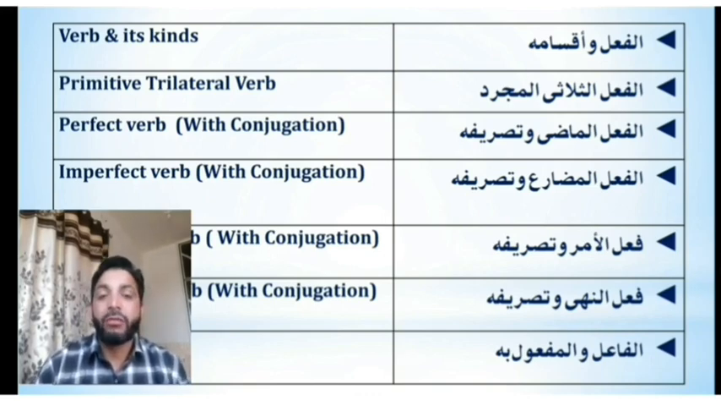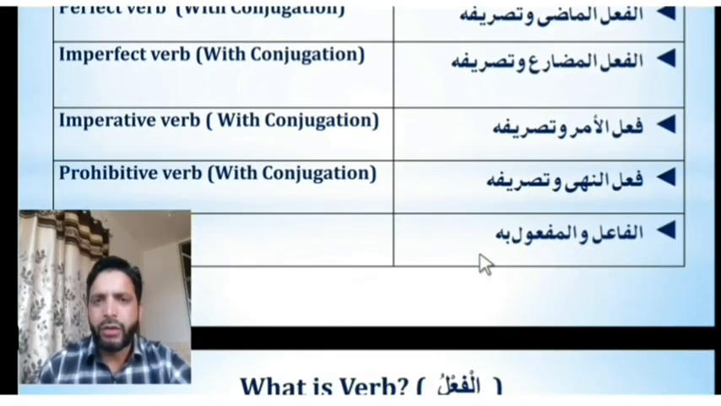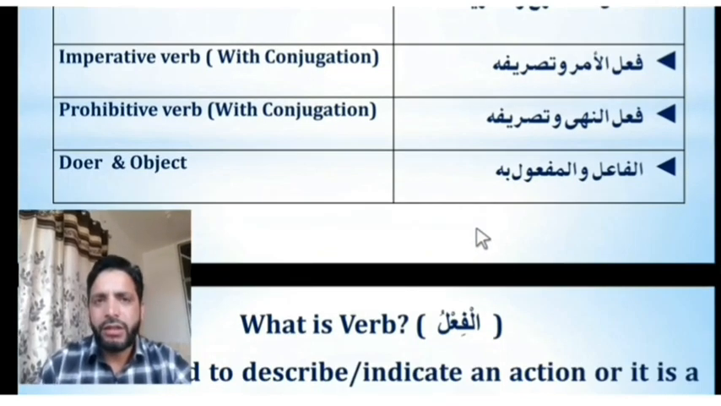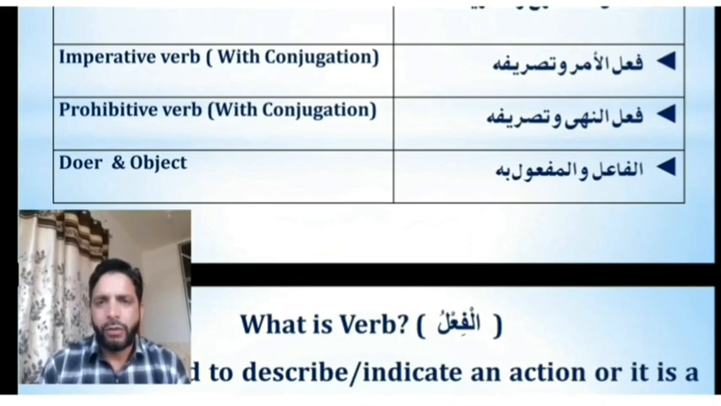Then we have الفعل المضارع وتصريفه, imperfect tense, imperfect verb along with its conjugation. Then we have فعل الأمر وتصريفه, imperative verb and its conjugation. Then we have فعل النهي وتصريفه, prohibitive verb and its conjugation. And at the last we have to learn al-fa'il wal-maf'ul bihi, doer and the object.